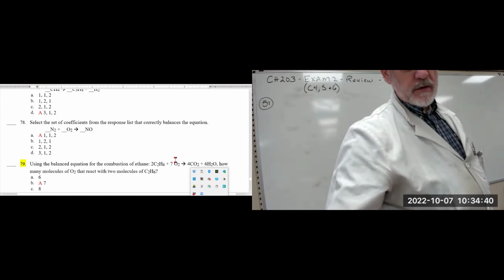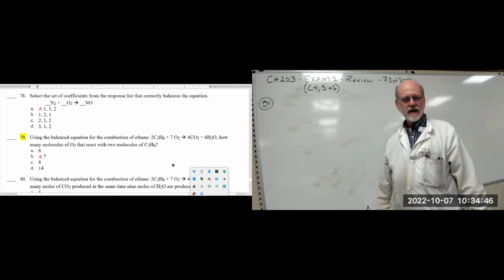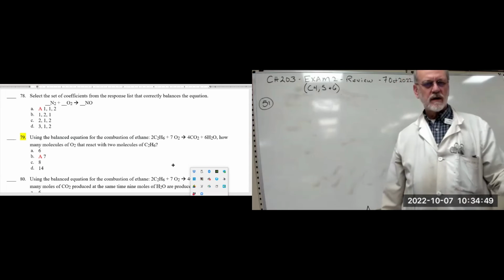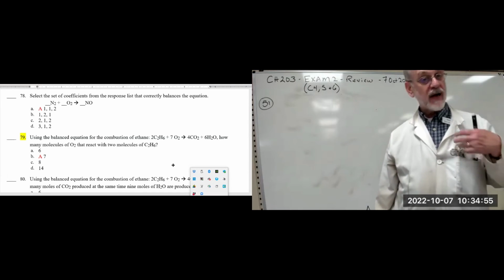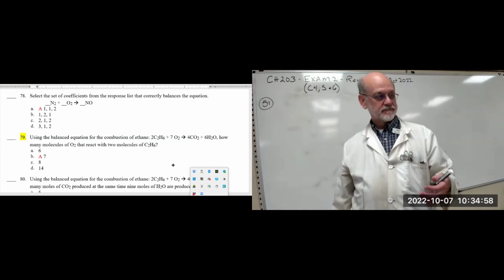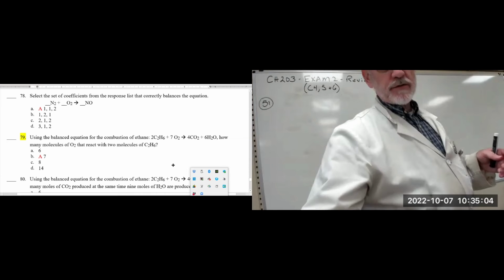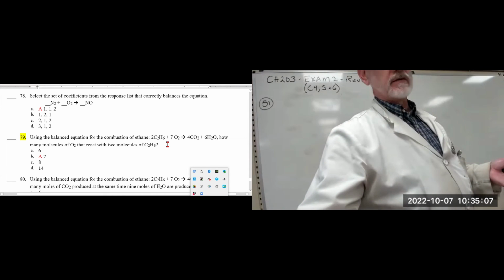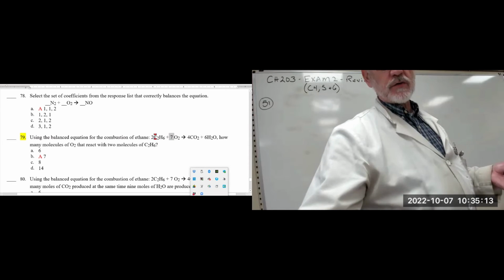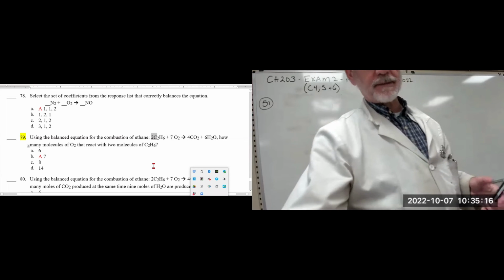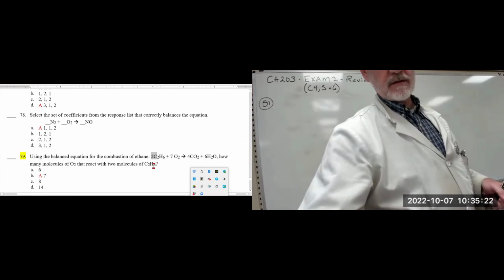Oops, we're going backwards. Use the balanced equation for the combustion of ethane. How many molecules of O2 react with 2 molecules of C2H6? This is a balanced equation already. It tells you that. So just look at the coefficients. 7 molecules of O2 react with 2 molecules of ethane. That's why the answer is B. Okay, you can knock that one out in 10 seconds or less.